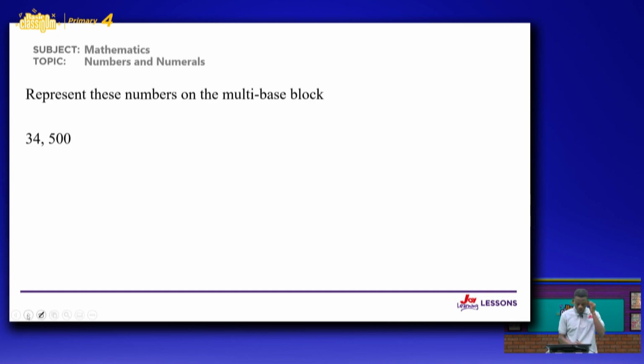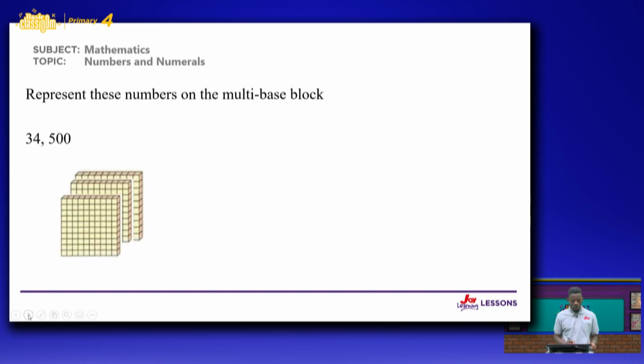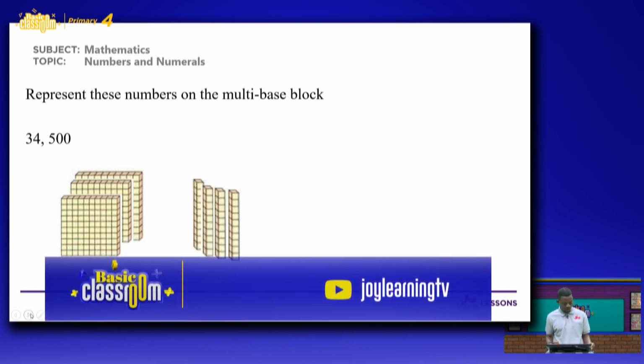So learners, let's look at this. We have 3 for the tens of thousands, so we have 3 of the flats. We have 4 of the longs. And we have 5 of the units or the cubes. So we have 3 representing tens of thousands, 4 of the longs representing 1,000, and 5 of the units or cubes representing hundreds. So this is how we represent using the multi-base block.